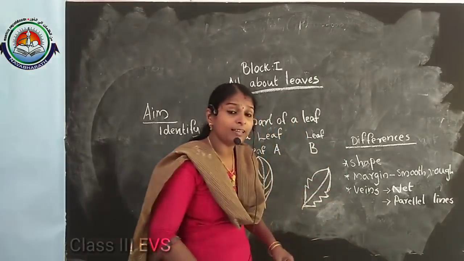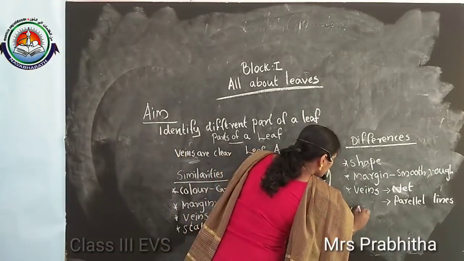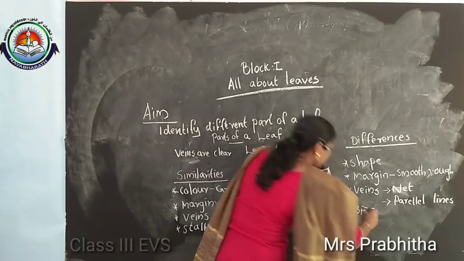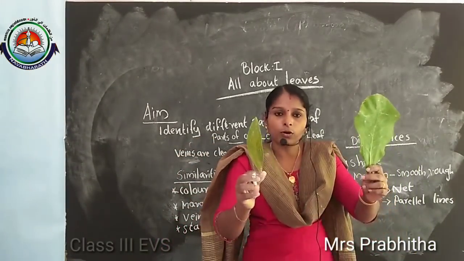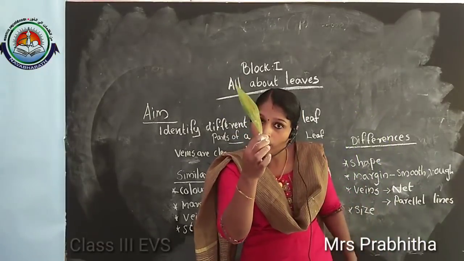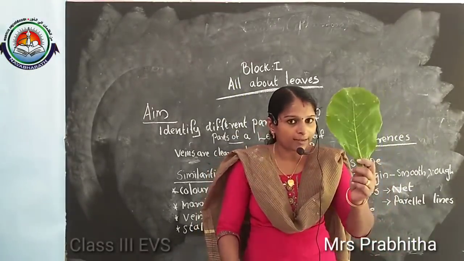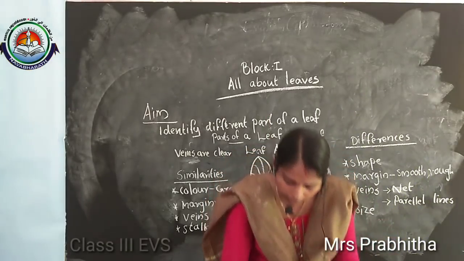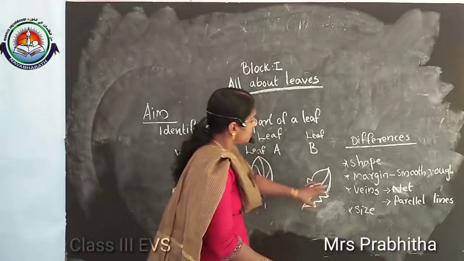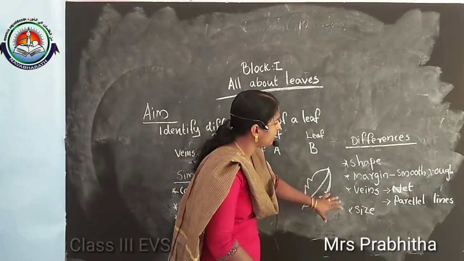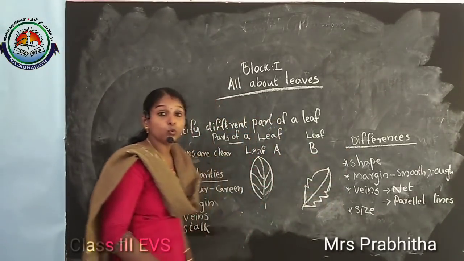So veins are different, and we can say the size is also different. That means we know this is very big, right? This is small. So then we can say this is long, this is flat, like that also we can say. So the size of the leaf is also different. So these are some differences we can find between two leaves.